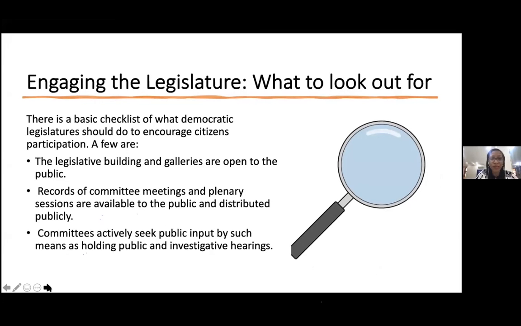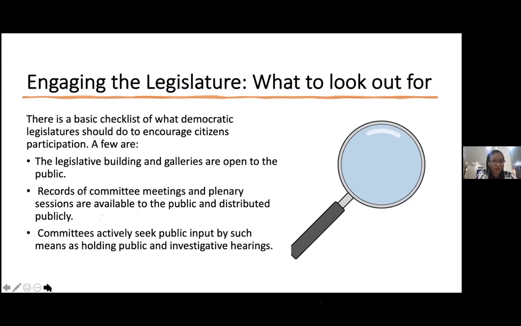So I think I'll soon be rounding up. So engaging the legislature, or what to look out for. There's a basic checklist of what democratic legislators should do to encourage citizen participation. If you go to the internet, you see a lot of it. And then, a lot of organizations that do legislative training have all these benchmarks and standards for legislatures. So for somebody who wants to engage the legislature, there are certain things you need to know or watch out for, because sometimes there are certain practices that we have or certain things that happen and we think it's normal, but that's not the way it should be.